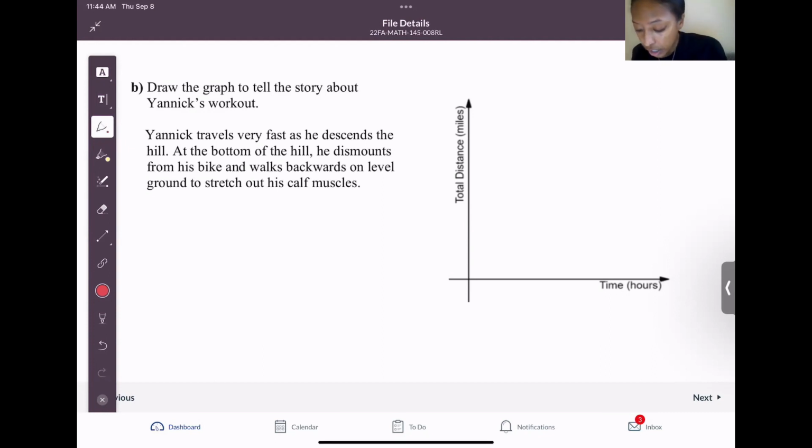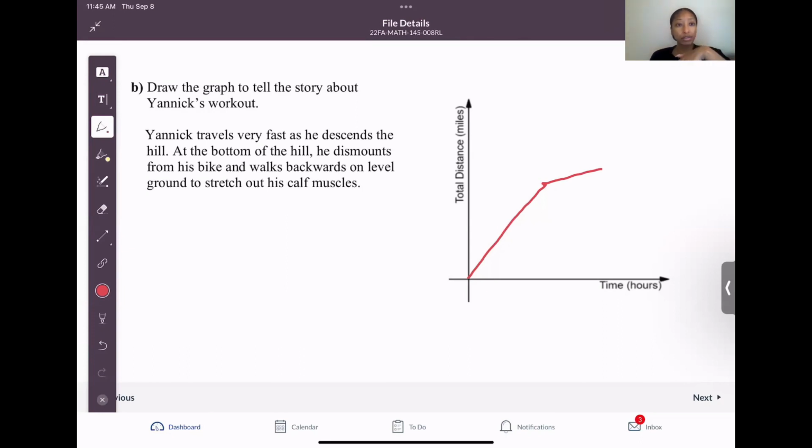Keep that in mind. So it says that he starts off very fast as he descends a hill. So his speed is very, very fast, steep, because you're going down a hill, so you're going fast. And then he dismounts from his bike and walks backwards on level ground to stretch out his calves. So he dismounts and walks. Well, walking is probably going to be way slower. That's it. Did I miss one? Yeah, that's it. So we just have those two segments.